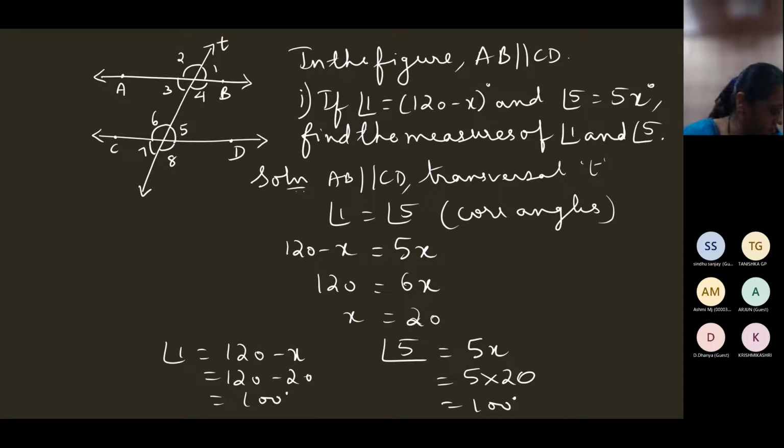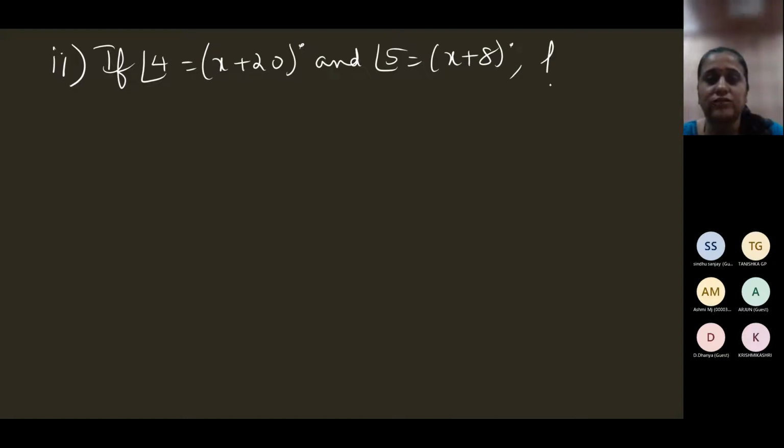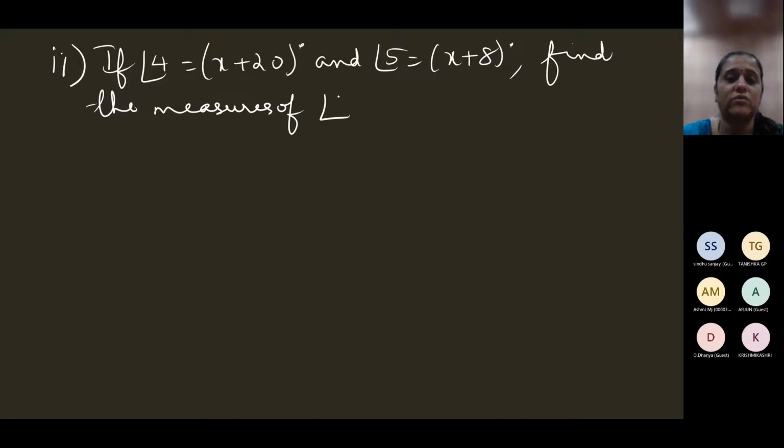All right. The next one, children. Second subdivision. If angle 4 is equal to x plus 20 for the same figure, and angle 5 is equal to x plus 8 degrees. Find the measures of angle 4 and angle 5.